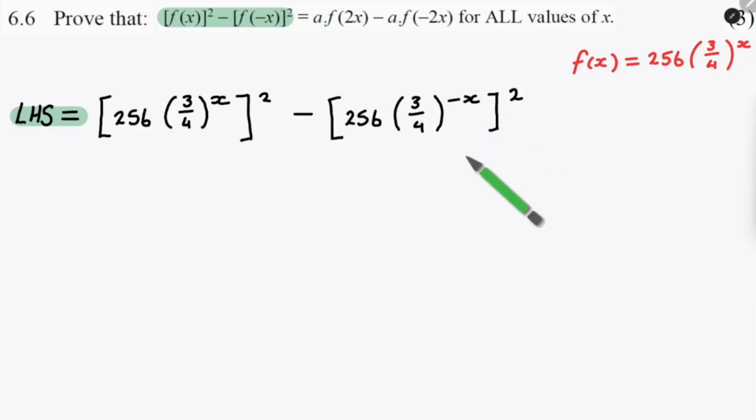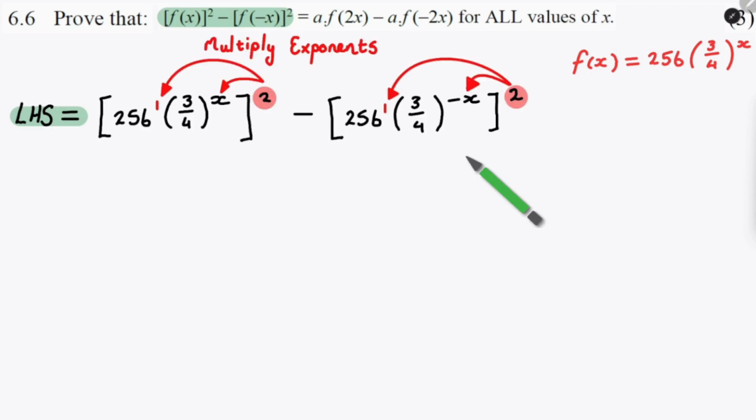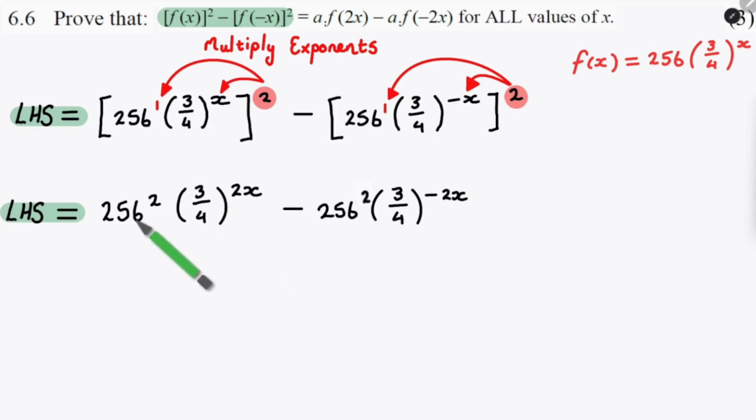And now to simplify this, we're going to distribute those exponents in, aka shower the power. And we multiply exponents when we do that. So we're just going to get 256 to the power of 2. Because if it doesn't have an exponent, you assume it's 1. And then 2 times x will give me that 2x. And then 1 times 2 will give me this 2 over here. And 2 times negative x will give me this negative 2x over here. And that's as far as you can simplify. So now we're going to direct our attention towards the right hand side.